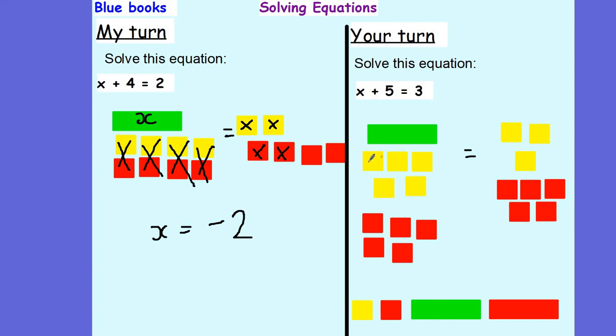Now I can cancel out my 0 pairs. There's 1, there's 2, there's 3, there's 4, and there's 5. I've got 0 pairs on the other side of the equation, so I can cancel those out as well. And I'm left with my green rectangle X is equal to negative 2. 2 lots of negative 1 red squares.